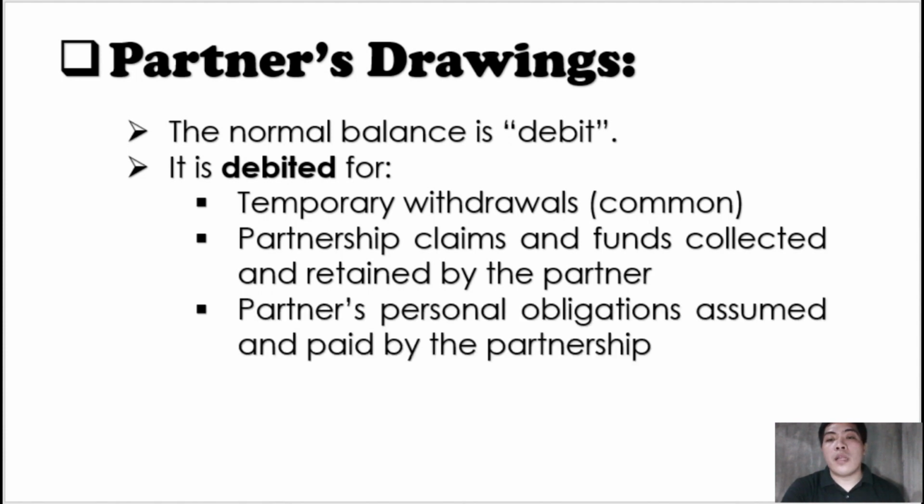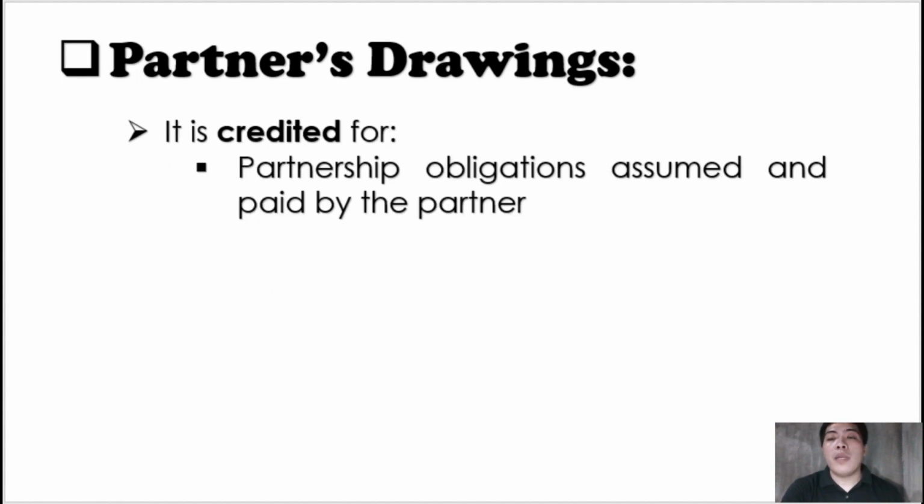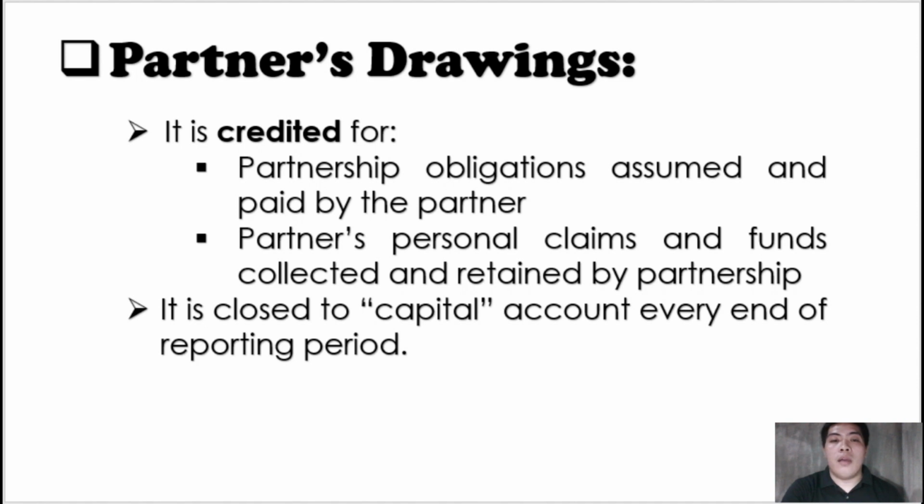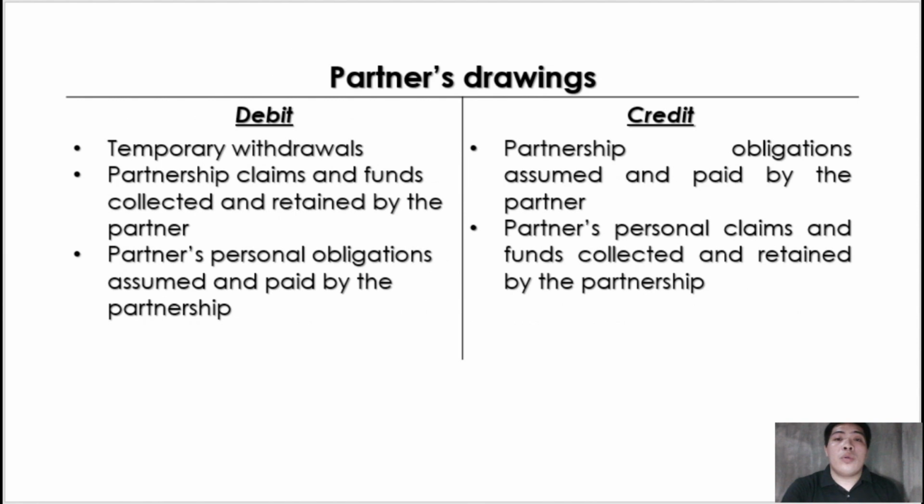Okay. Then, partner's personal obligations paid by the partnership. So, parang yung effect, parang nagkakaroon ng temporary drawing si partner. It is credited for partnership obligations assumed and paid by the partner. Kung yung partner, parang binabayaran na lang niya yung obligations ni partnership. Then, partner's personal claims and funds collected and retained by partnership. Then, it is closed to capital account every end of reporting period. Ito yung sinasabi ko kanina, nakabaliktad ng balance ng capital account ng partners. Kasi, close kasi sa capital account yung partner's drawings. Since dinidebit siya, okay, after debiting the partner's drawings, i-close naman natin siya by crediting it, then debiting the capital account. Okay? So, kung ilalagay siya as T account, ganyan yung kanyang presentation.